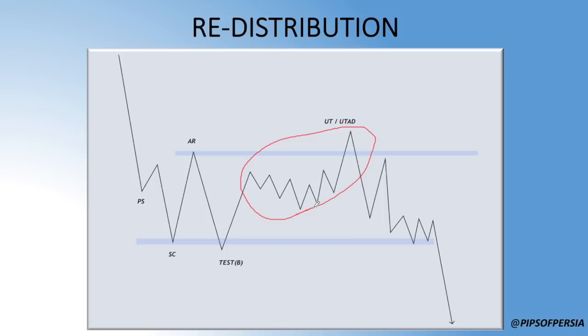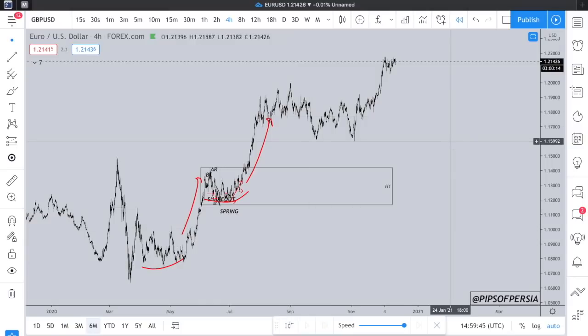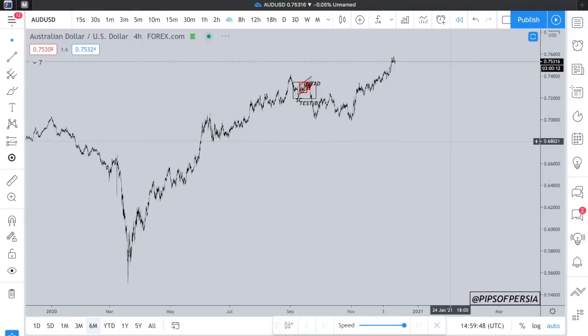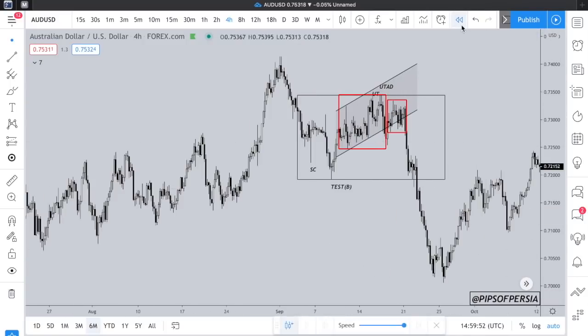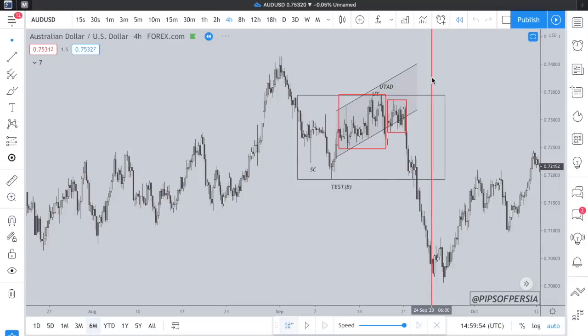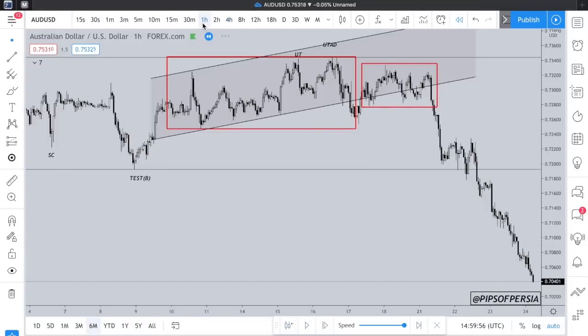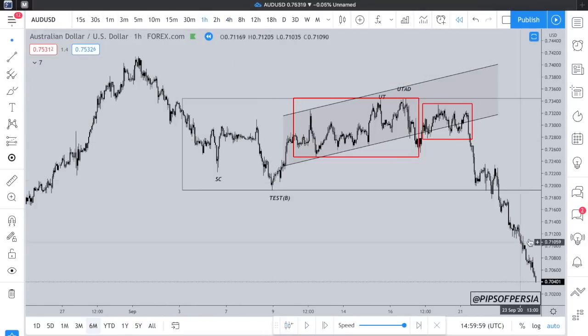Where are we manipulating and where are we breaking structure? So more than speaking about redistribution in this picture, I actually want to have a look at it on the actual charts. We're going to have a look at the AUDUSD redistribution example. I'm going to put this in replay mode again just to make it a little bit easier for us to look at it and identify it. And we're going to have a look at this on the hourly time frame.